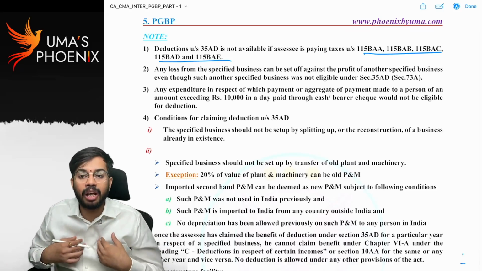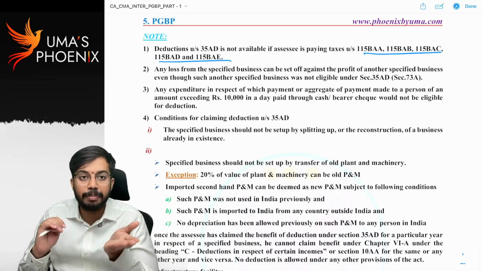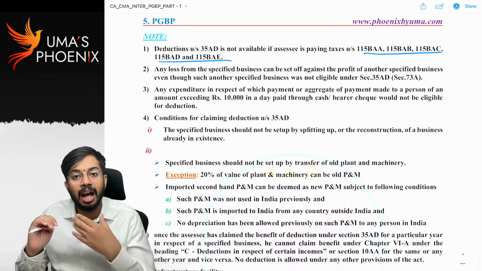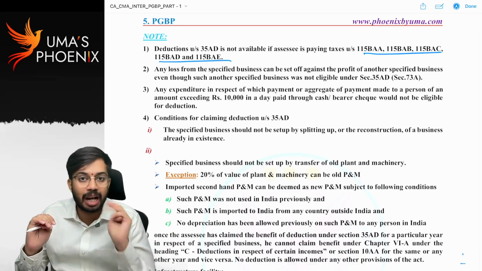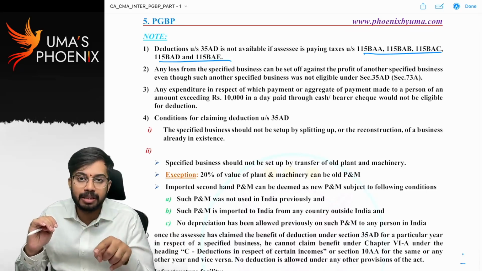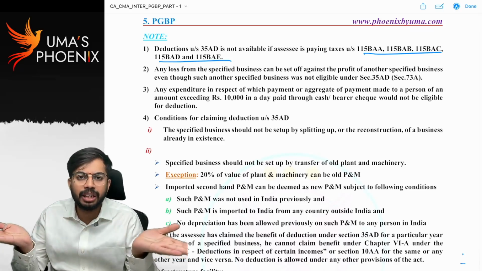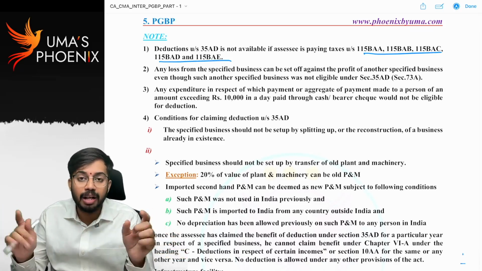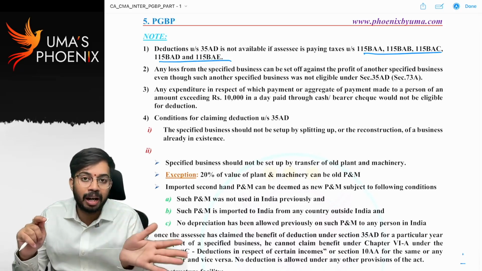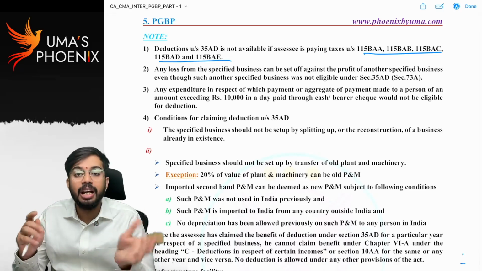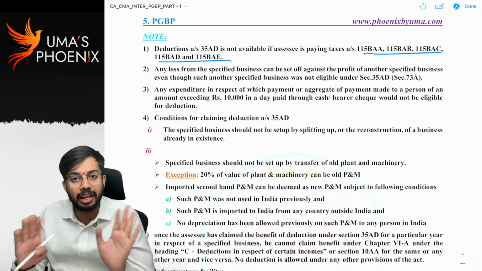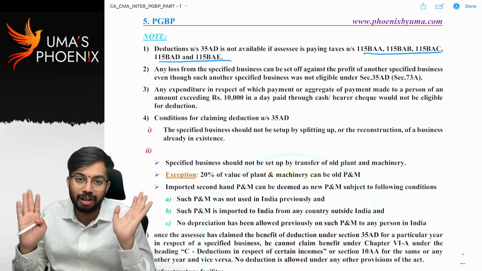I started a hotel in 23-24. That means after 1st April 2010, I started the 4-star category hotel. It is a specified business. I don't want to claim deduction under section 35 AD. I need not claim. Deduction under section 35 AD is not mandatory. It is at the option of the SSE. If SSE wants to claim deduction, he can claim. If he doesn't want to claim, he need not claim.